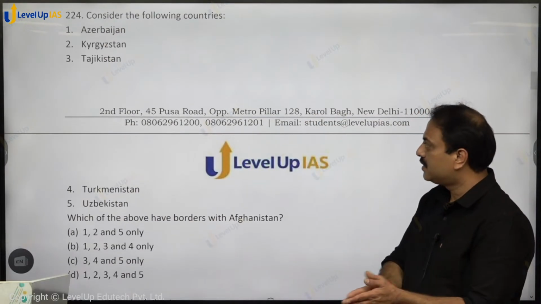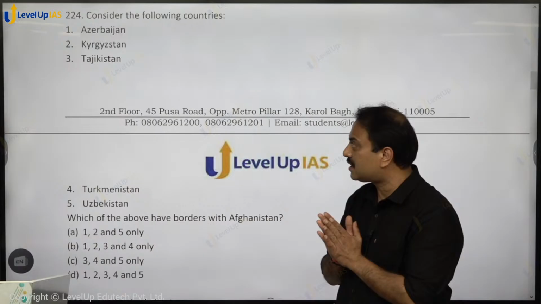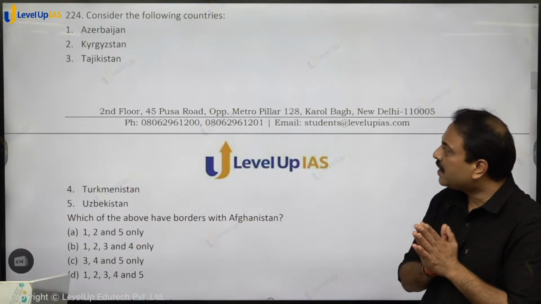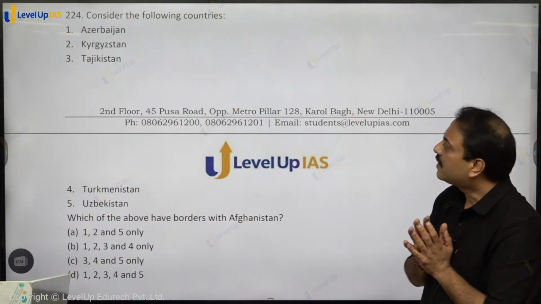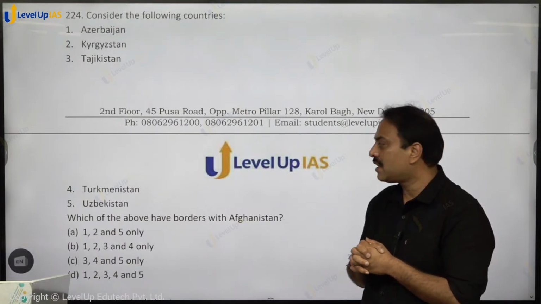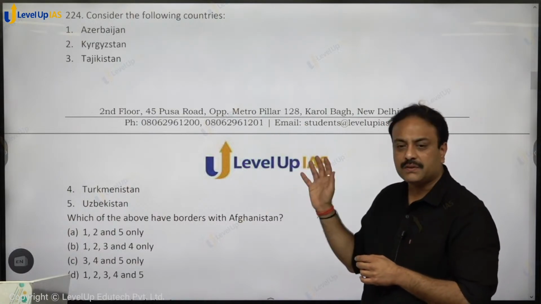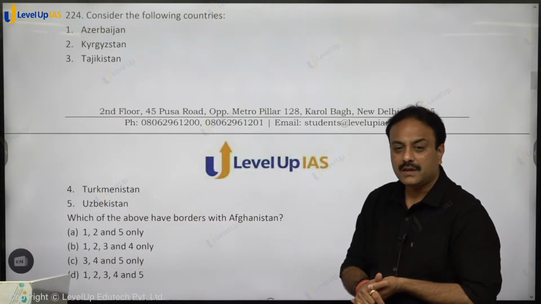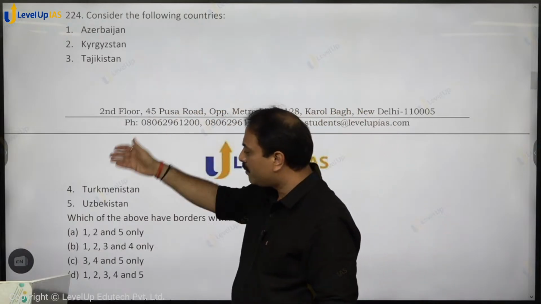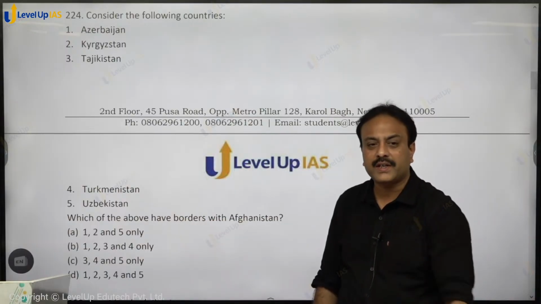Consider the following countries: Azerbaijan, Kyrgyzstan, Tajikistan, Turkmenistan, Uzbekistan. Which of the above have borders with Afghanistan? Azerbaijan is not having border with Afghanistan. Kyrgyzstan is also further northward, not having border with Afghanistan. Tajikistan is having, Uzbekistan is having, Turkmenistan is having. If you arrange these countries west to east or east to west, can you do that? The countries having borders with Afghanistan are 3: Tajikistan, Turkmenistan, Uzbekistan. Out of these 5 countries, 3 are having borders with Afghanistan.